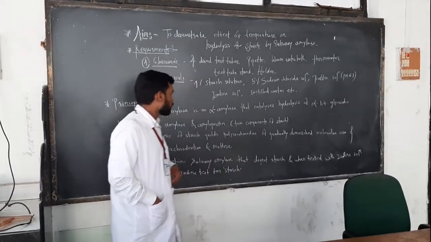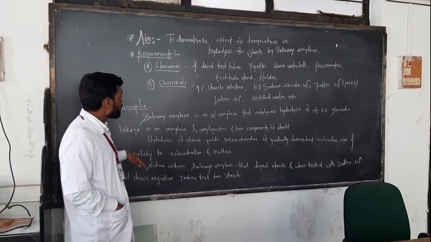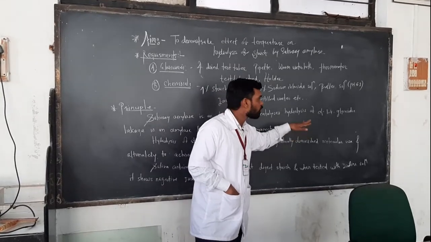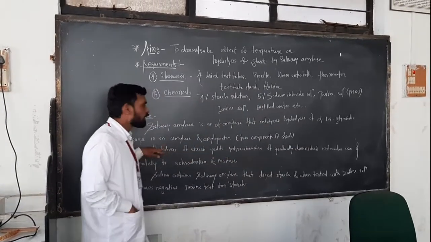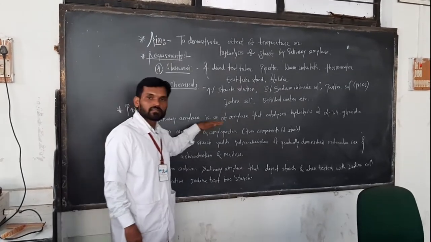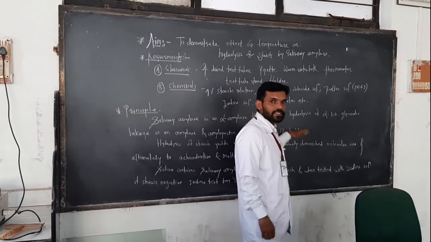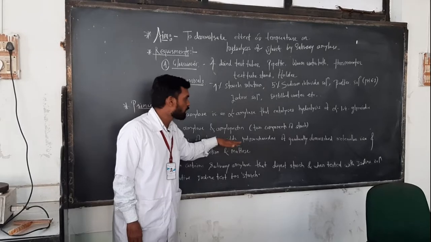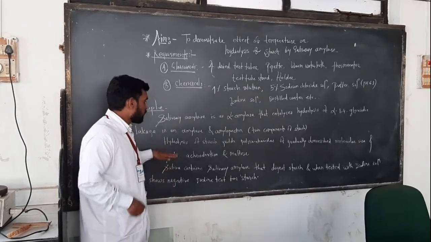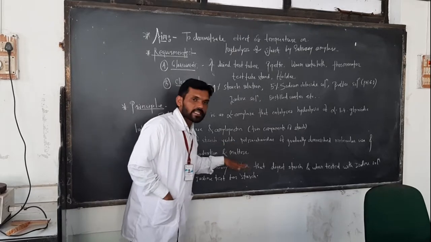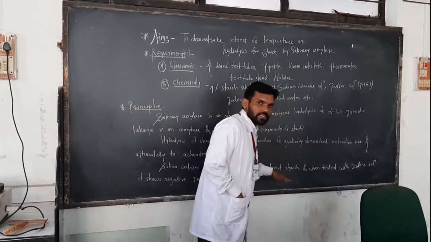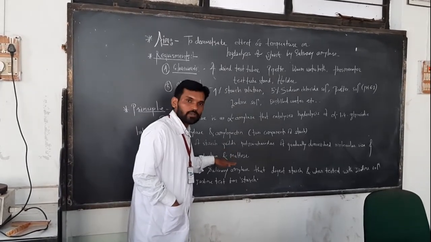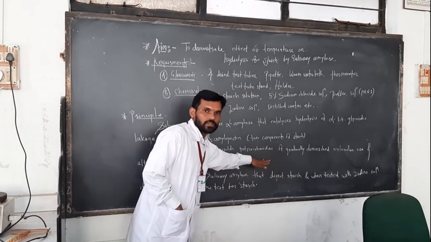Now the principle of today's practical: salivary amylase is an alpha amylase enzyme that catalyzes the hydrolysis of alpha 1,4-glycosidic linkage present in amylose and amylopectin, the two components of starch. Hydrolysis of starch, a polysaccharide, gradually diminishes the molecular size. First of all, starch is converted to amylodextrin, then erythrodextrin, and lastly to achroodextrin.